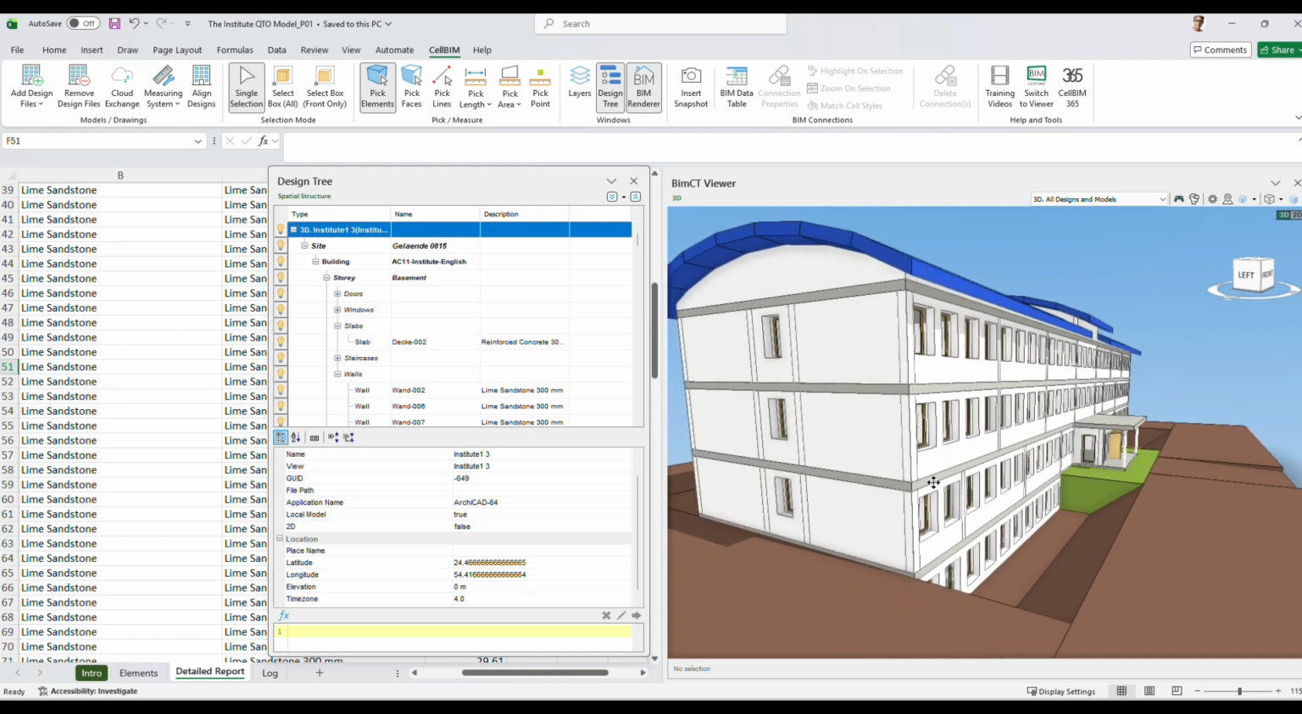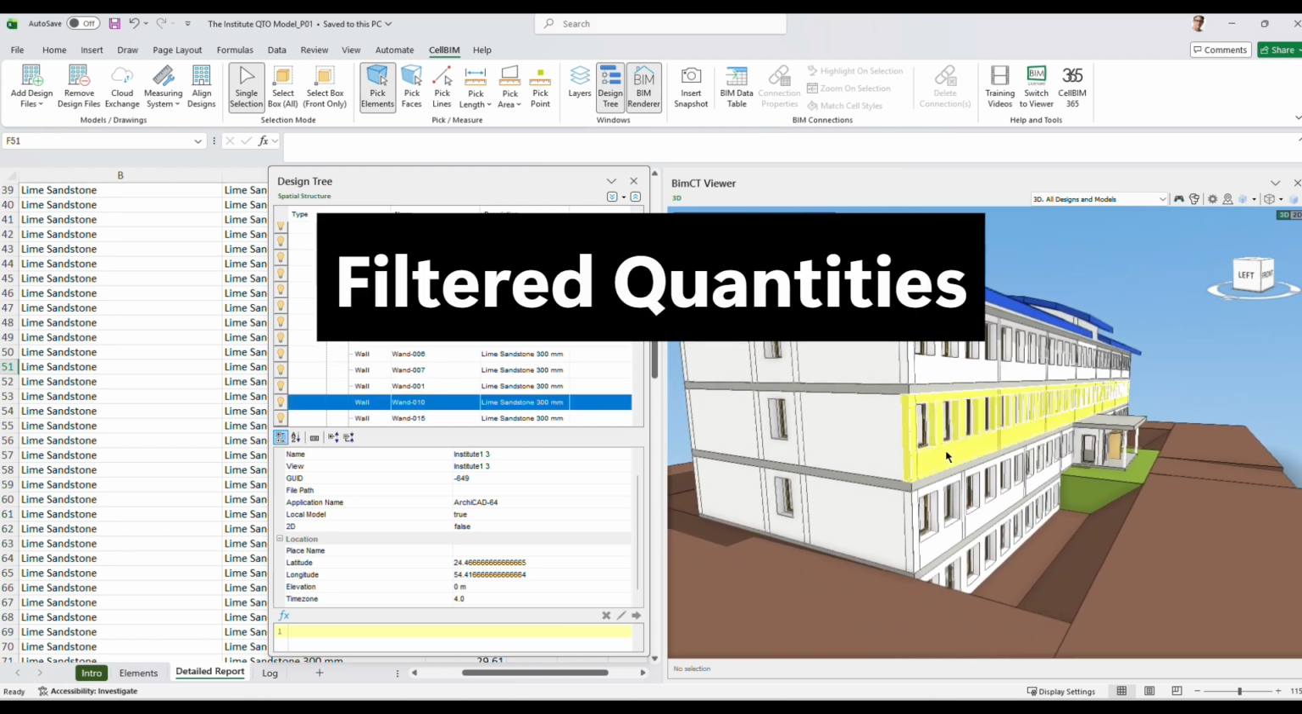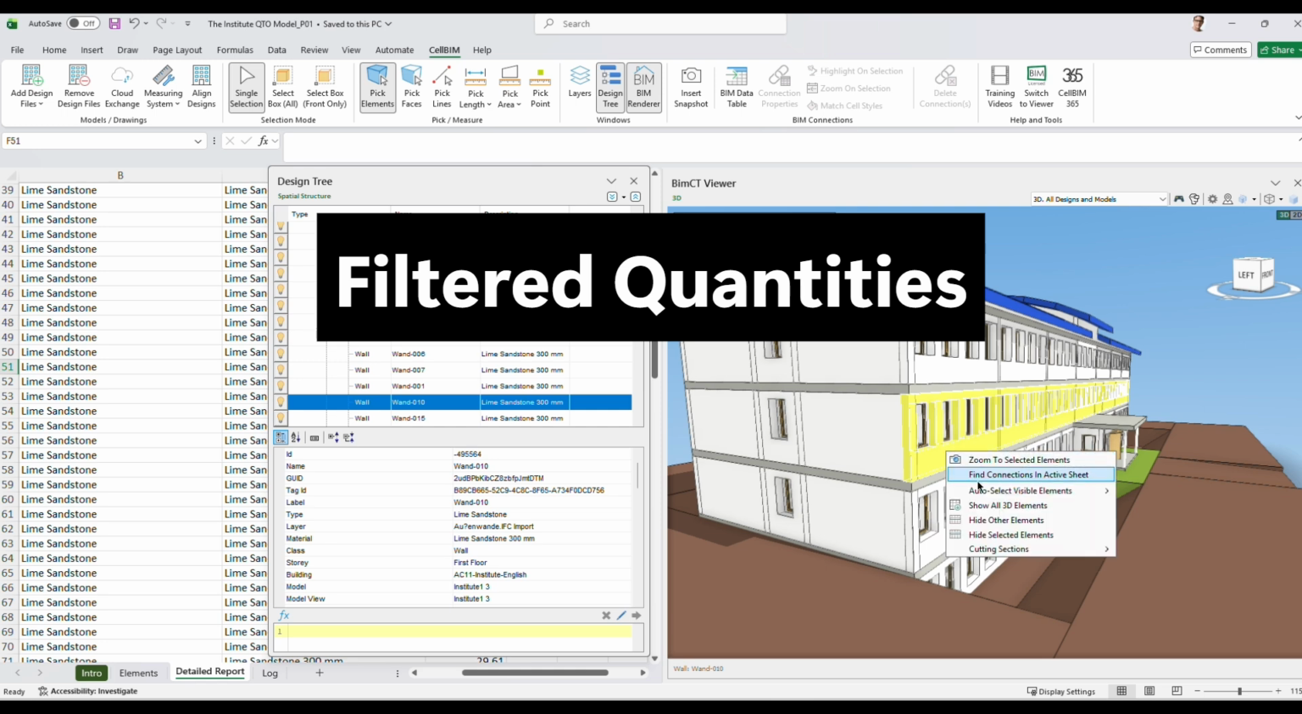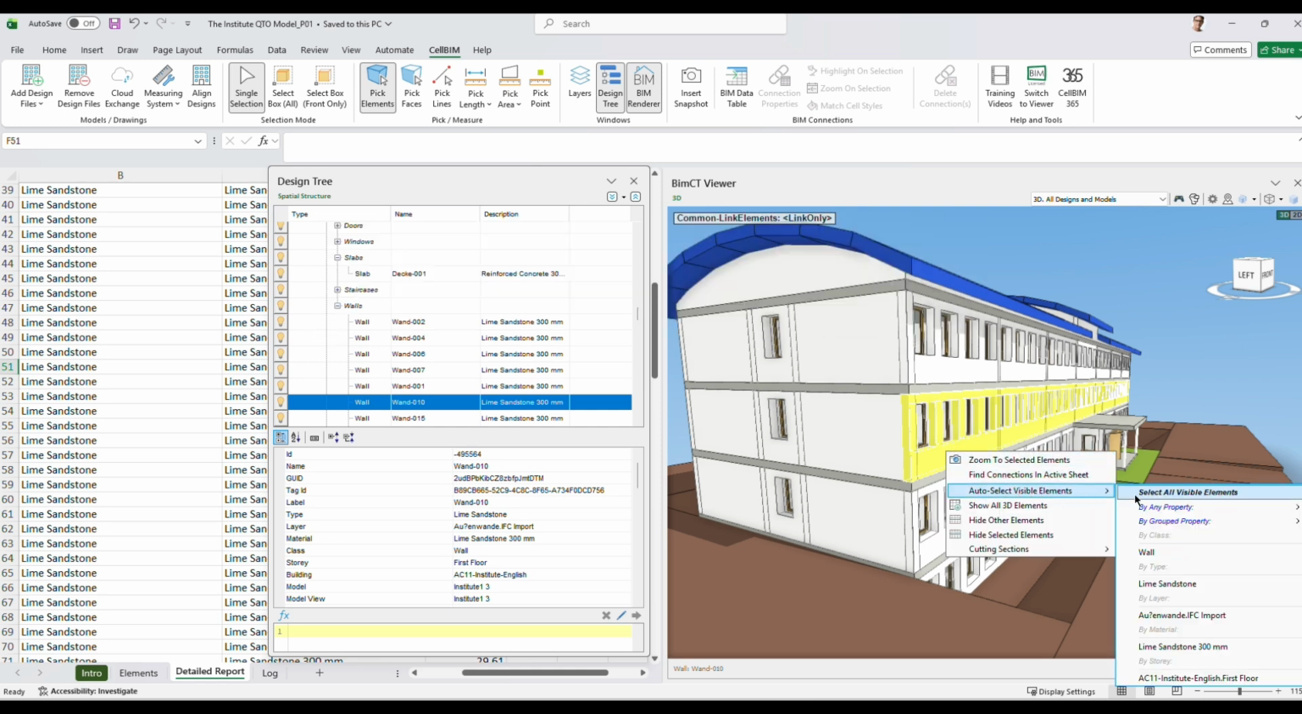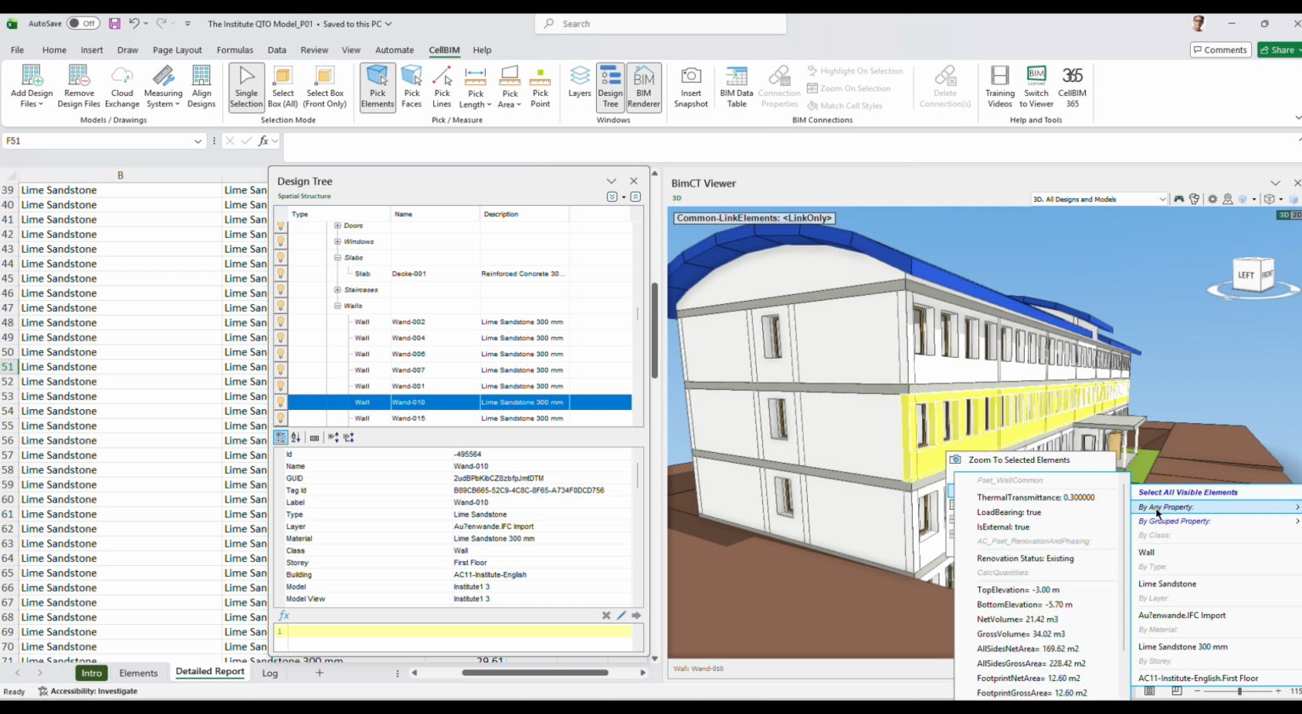Finally, the filtered quantities. Filtered quantities are not a different type of measurement. They are a way of viewing quantities in context. Here, you apply filters to isolate exactly what you want to measure.